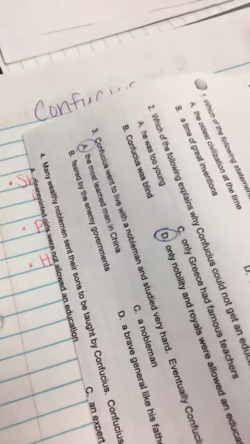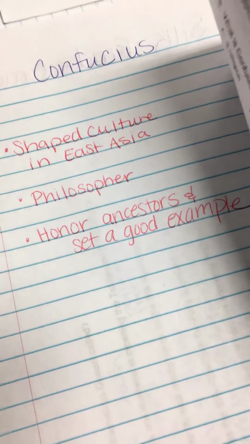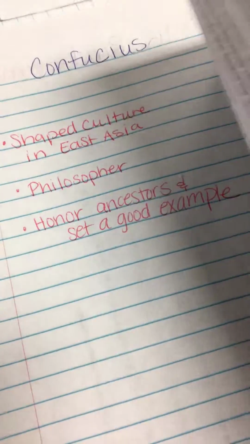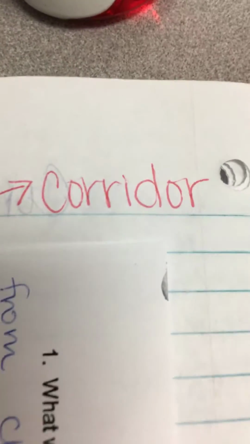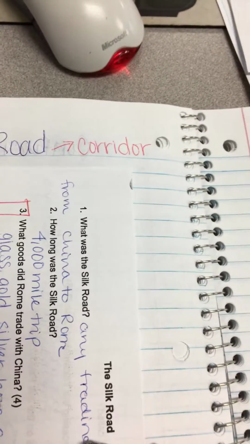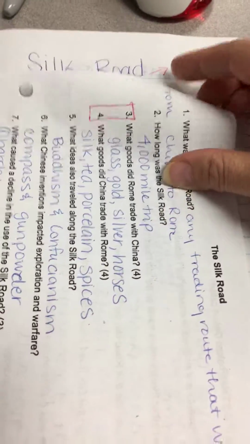For Confucius, we have a worksheet here that should be turned back to you. Confucius shaped culture in East Asia. He was a philosopher. He believes in honoring our ancestors and setting a good example. We have Silk Road, one of our major trade corridors for China. Very important for the economy and improving the economy. You should have questions on the front and the back of that as well to look at.